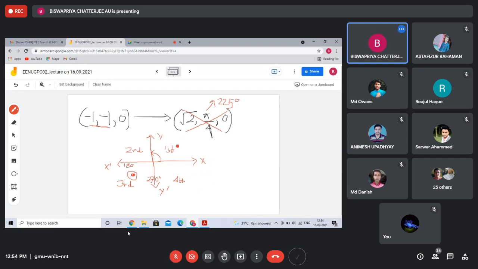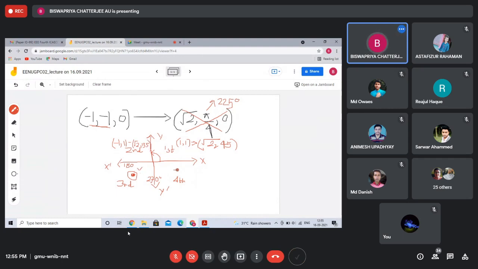So in gist, if a point is (1, 1), then its equivalent position will be √2, 45. If the position is (-1, 1), then its equivalent point is √2, 135. This one I have already discussed.